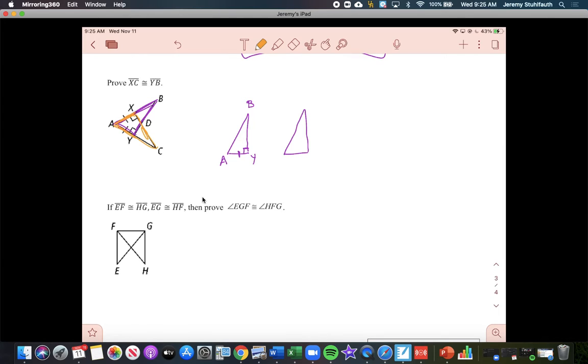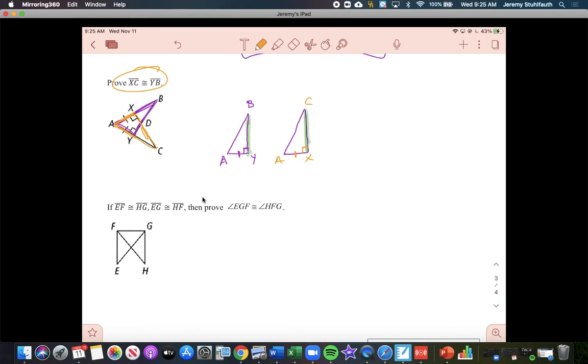Okay, so we have AXC. AX is congruent there, and then we have a right angle there. Now, in order to prove XC is congruent to YB, we would need to show that these two triangles are congruent.